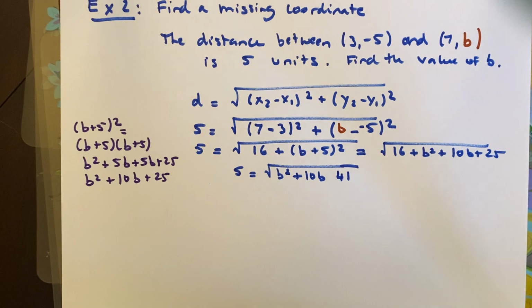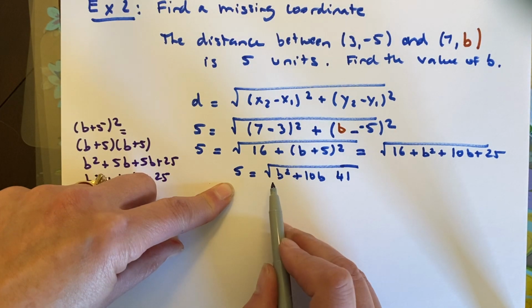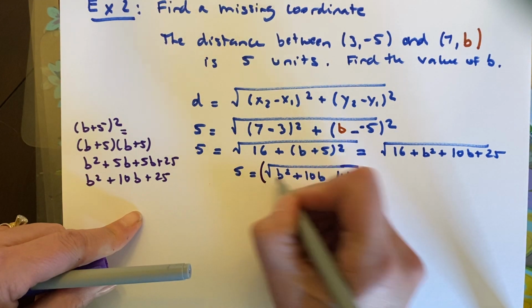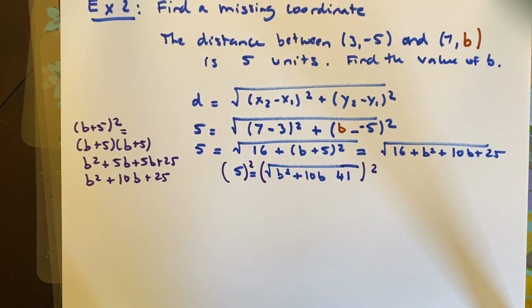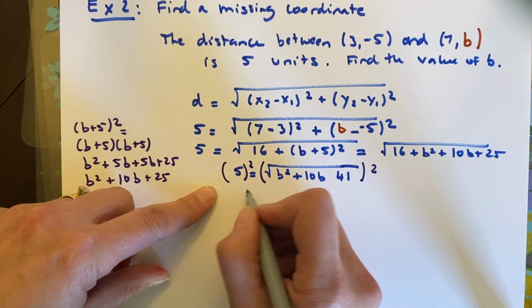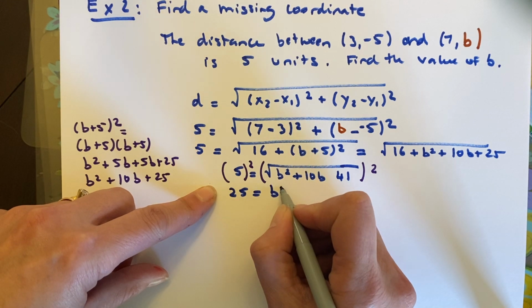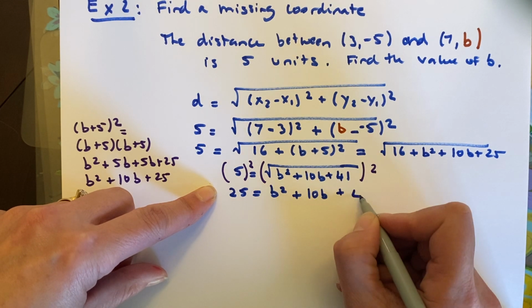So if you remember from the last chapter, what do we do when we have a square root on one side that we want to get rid of? Well, the opposite operation is squaring, right? So I'm going to square this, and whatever I do to one side, I have to do to the other. Conveniently, that's going to get rid of that square root, and I'm going to end up with 25 equals b squared plus 10b plus 41.